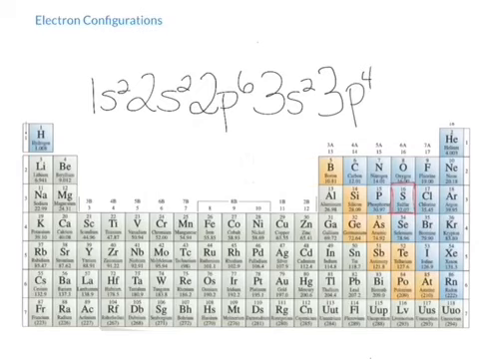Now, we know that based on the atomic number, it's going to be 16 electrons, right? So 16 electrons, let's account for all 16. If we have the 2 plus 2 is 4, plus 6 is 10, plus 2 is 12, and then plus 4 more is 16. So we have accounted for all 16 electrons. And that is how you write electron configurations for main group elements.